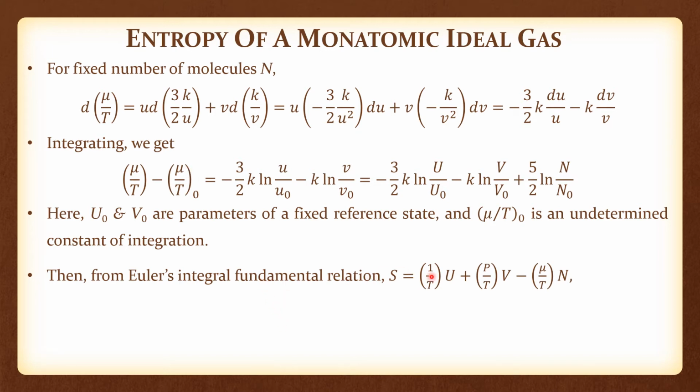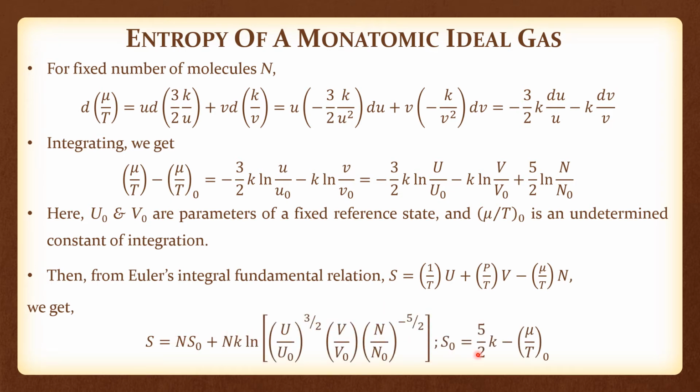From Euler's integral fundamental relation, S is U by T plus PV by T minus mu N by T, and therefore we can substitute the expression for mu by T here, and U is of course 3 by 2 NkT, and PV is NkT, so all of this can be substituted and we can get an expression for entropy where this initial condition of chemical potential, which we don't know, is lumped with the 5 by 2 k that comes up as a constant, and that is the initial entropy of the system, which we don't know. So of course this expression is fascinating because it reveals a lot of things about entropy and its relationship between U, V, N, but it is not very practical simply because this constant is unknown.